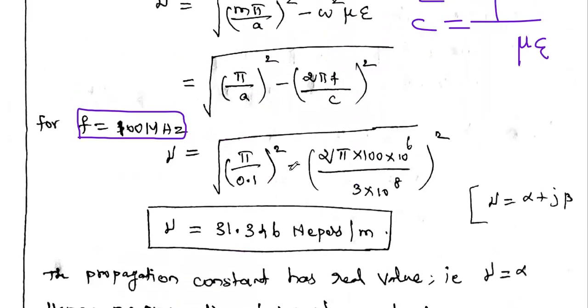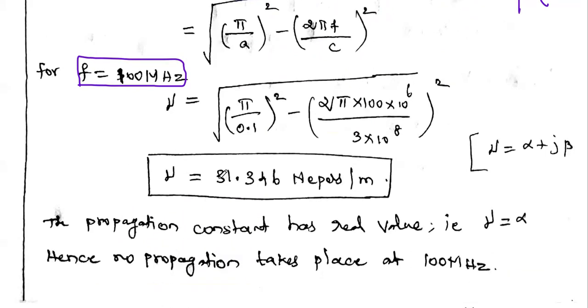So pi by 0.1 the whole square minus 2 pi f. What is f? 100 mega, so 100 into 10 to the power 6, divided by what is c? 3 into 10 to the power 8, the whole square. If you solve, we get the propagation constant eta equal to 31.346.